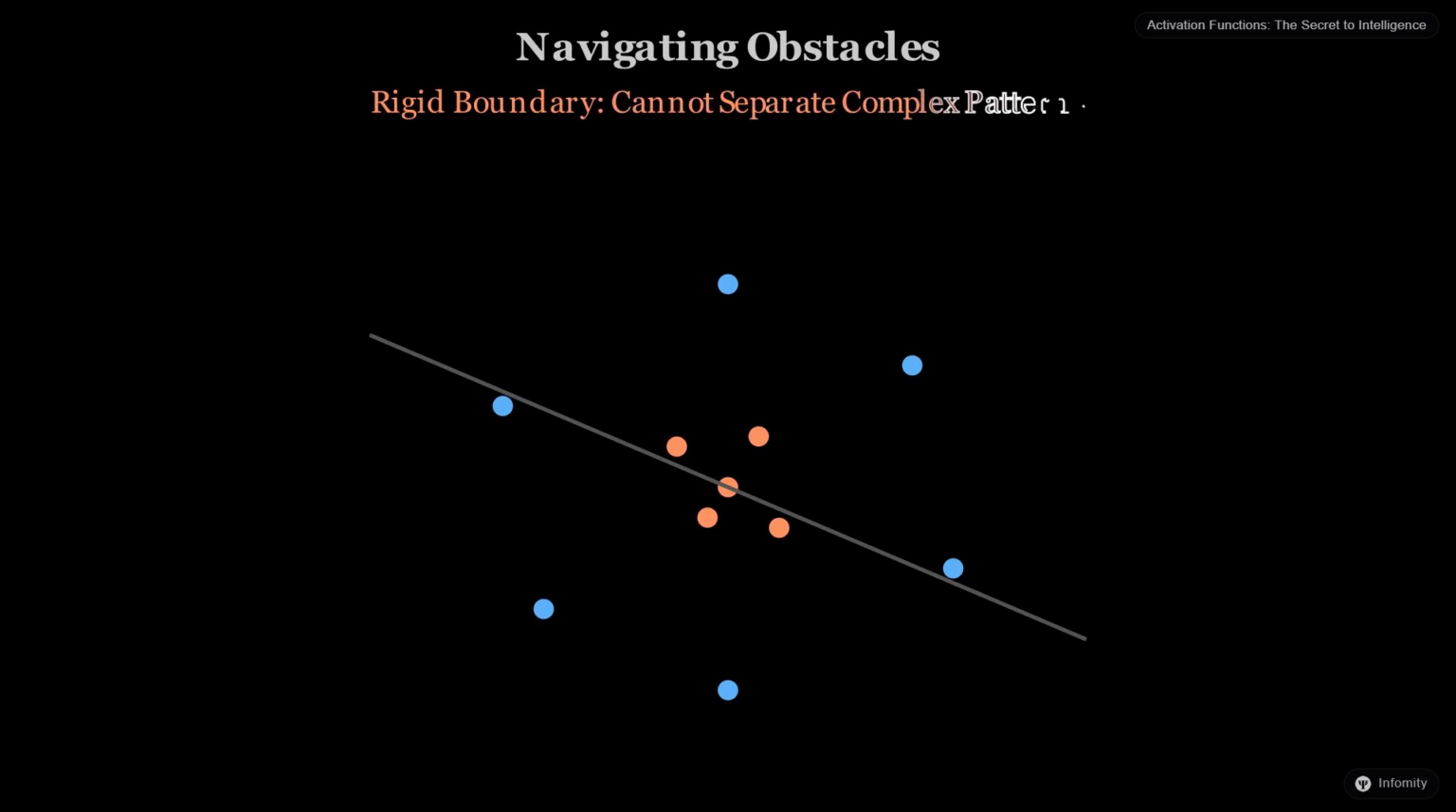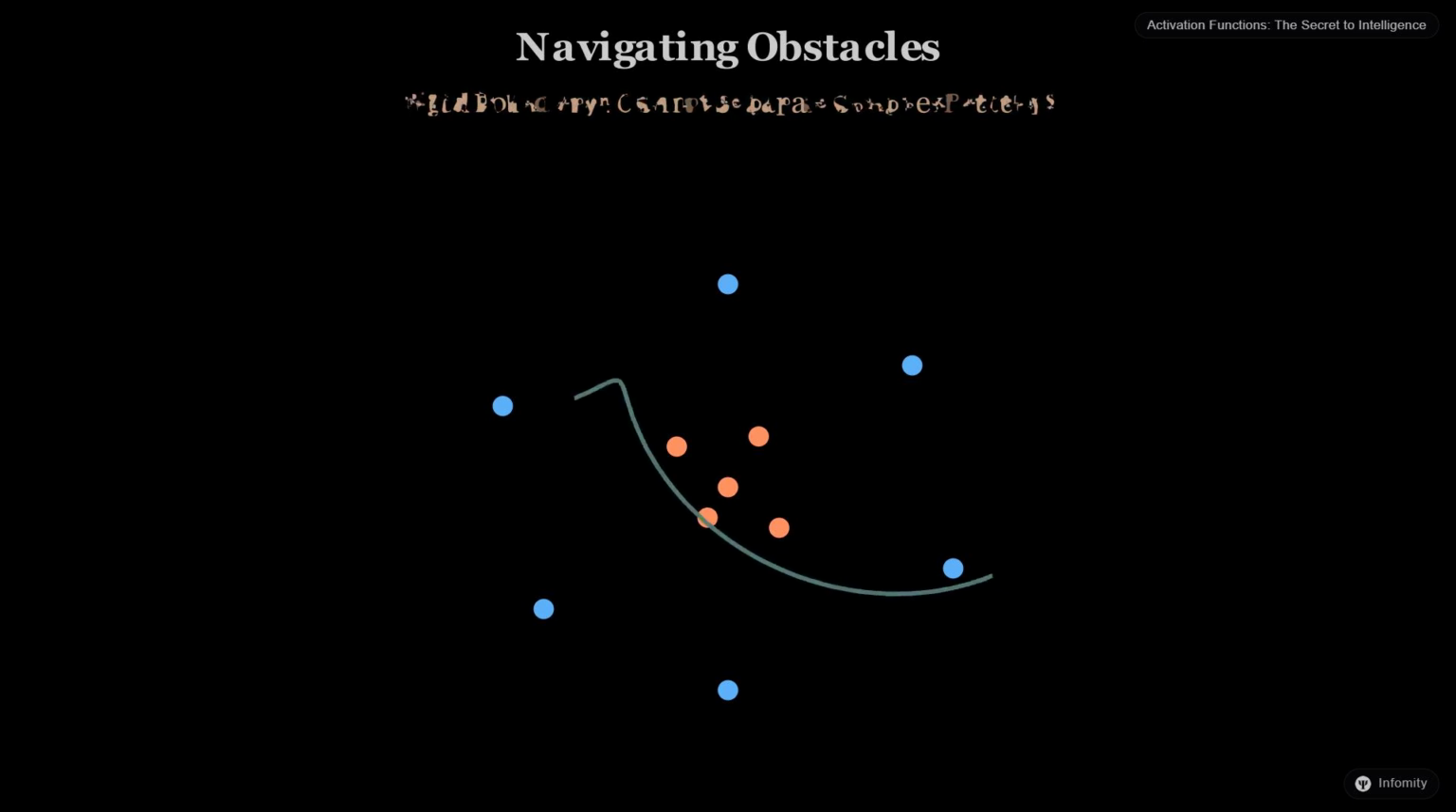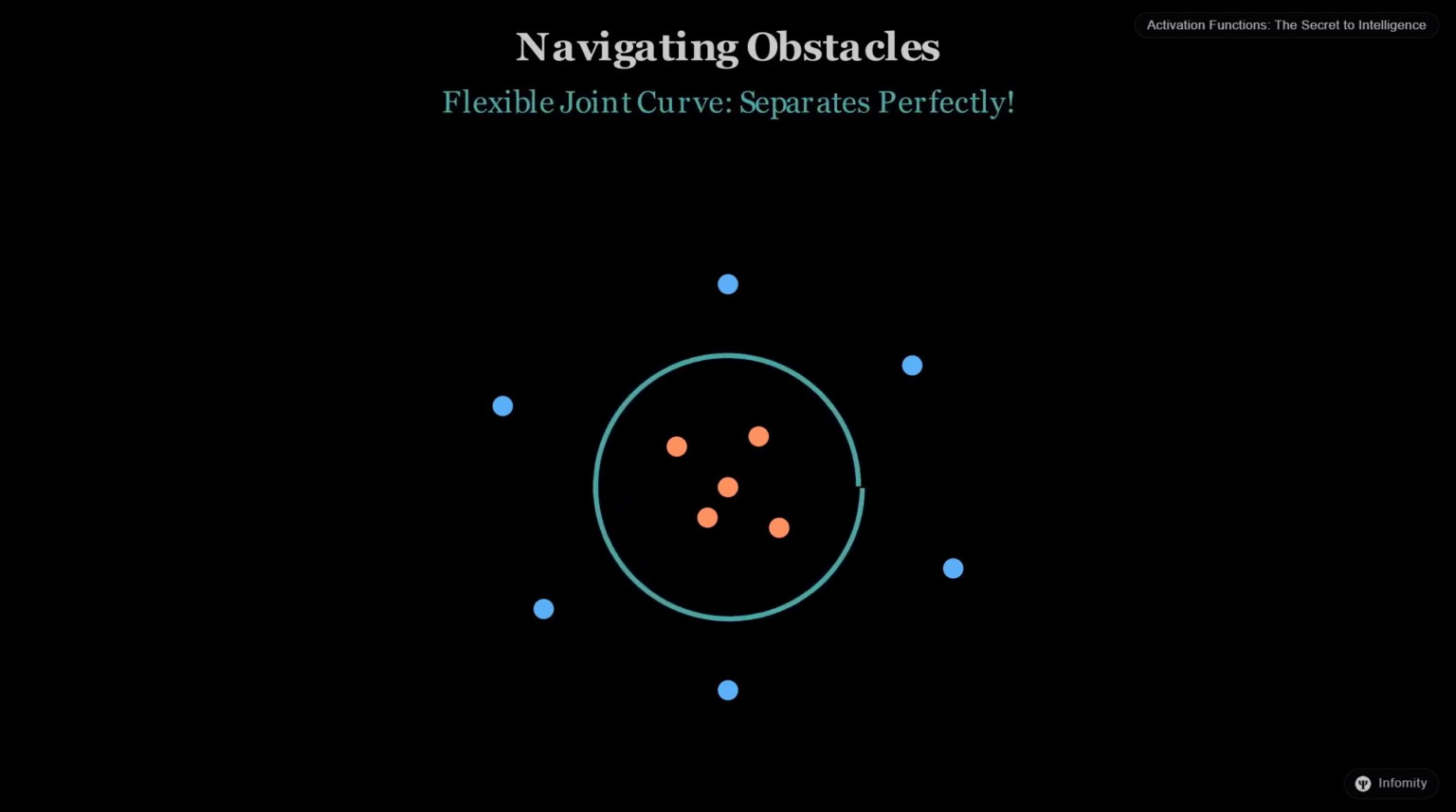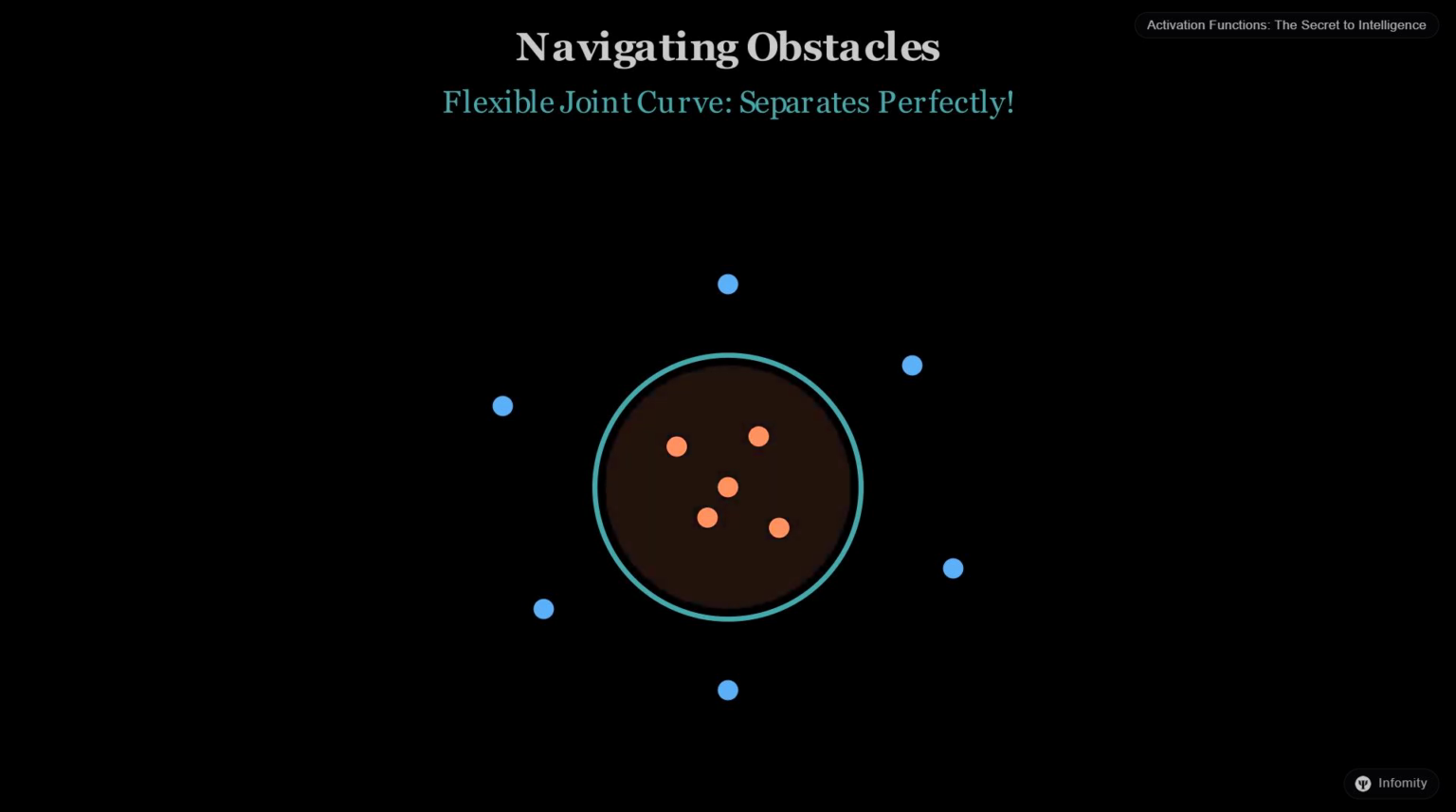Why does this flexibility matter? Think about a maze or an obstacle course. If you can only move in perfectly straight lines, you will eventually hit a wall you cannot pass. But with clay joints, the pipeline can snake around obstacles. This is how a network learns to distinguish between complex data points.